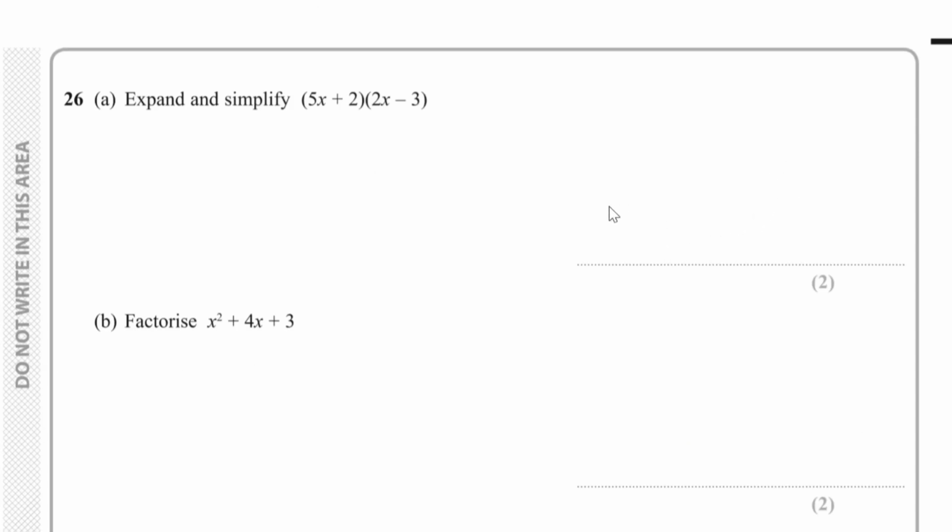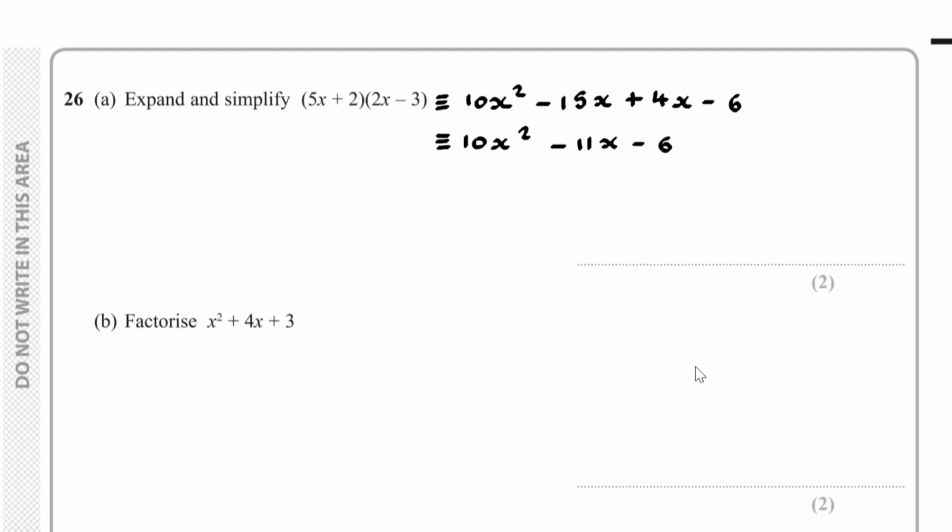Question number 26. For part A, we have to expand and simplify 5x plus 2 multiplied by 2x minus 3. Well, 5x times 2x is 10x squared. 5x times minus 3 is minus 15x. 2 times 2x is 4x. 2 times negative 3 is negative 6. So if we gather together all the terms, that means we are left with 10x squared, subtract 11x, subtract 6.